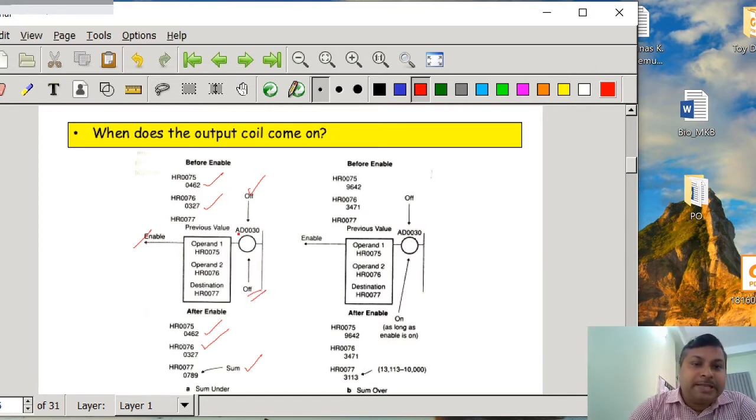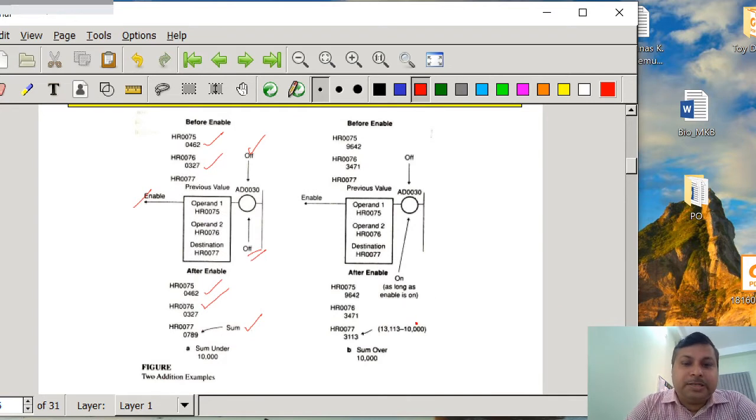AD0030 is going to change its status only when there is an overflow. So suppose we are assuming that 10,000 is the maximum value the addition result can be held by the destination register. Then if we have a number 9642 and a number 3471, after enable we find that the sum result is 13113, which is greater than 10,000.